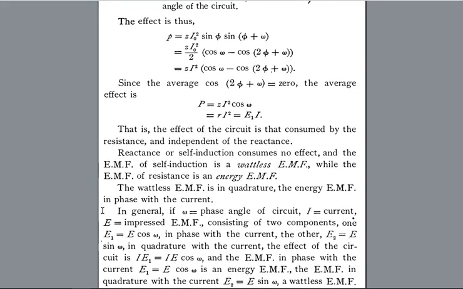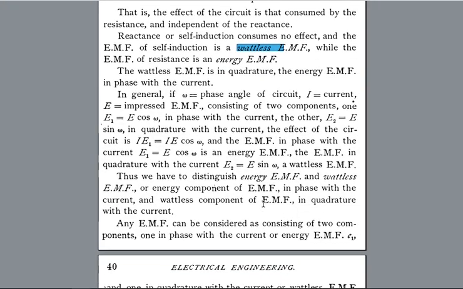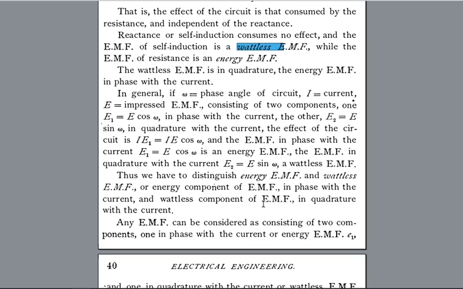Reactance or self-induction consumes no effect, and the electromotive force of self-induction is a wattless electromotive force, while electromotive force of resistance is an energy electromotive force. The wattless electromotive force is in quadrature, the energy electromotive force in phase with the current. In general, if omega equals phase angle of circuit, I equals current, E equals impressed electromotive force, consisting of two components, one E1 equals E cosine omega, in phase with the current, the other E2 equals E sine omega, in quadrature with the current. The effect of the circuit is E1 I equals E I cosine omega, and the electromotive force in phase with the current, E1 equals E cosine omega, is an energy electromotive force. The electromotive force in quadrature with the current, E2 equals E sine omega, is a wattless electromotive force.